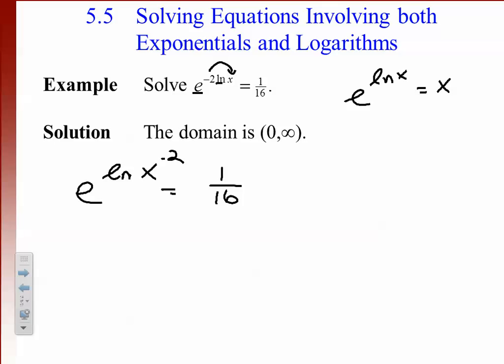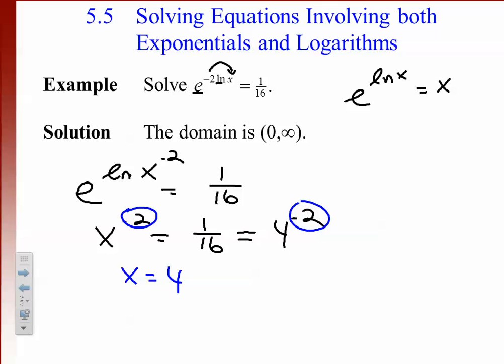Okay, so now I'm going to use the fact that e to the ln just equals whatever that is, and so I'm going to get x to the negative 2 equals 1/16. And I know that 1/16 I can write as a power of 4, equals 4 to the negative 2. Okay, so now we have a situation where the two exponents are the same. Both negative 2, so that means for that to work out, our bases should be the same. So x has to equal 4, right? Because these two bases have to be the same.